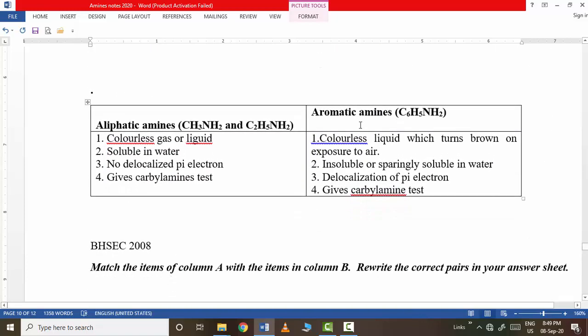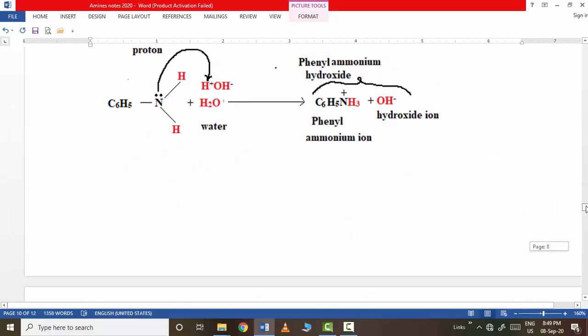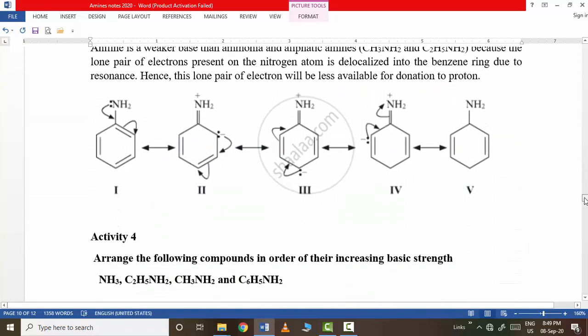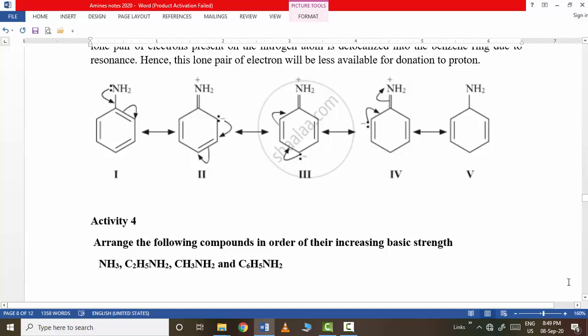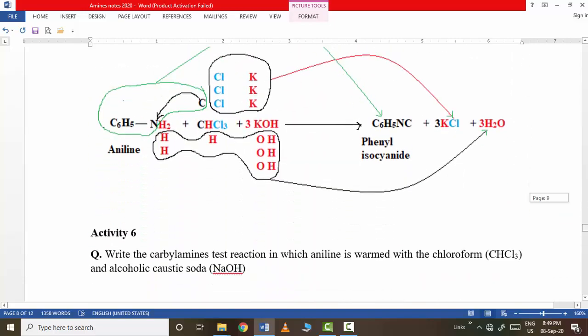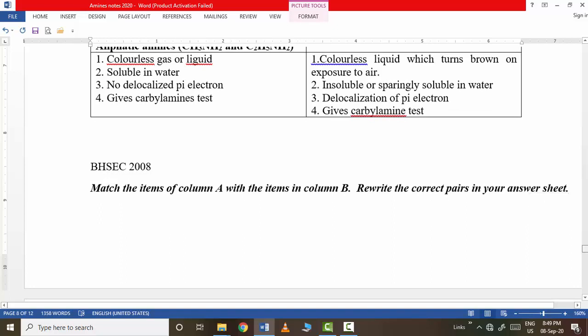Now just a little bit differentiate between the aliphatic amines and the aromatic amines. Aliphatic amines are colorless gas or liquid, soluble in water. No delocalized pi electrons here. Aromatic amines are a colorless liquid which turns brown on exposure to air, insoluble or sparingly soluble in water. Delocalization of pi electrons happens in the aromatic amines, as you have seen in the earlier structure. Then it gives the carbolamine test. Even this aromatic amine also gives the carbolamine test.